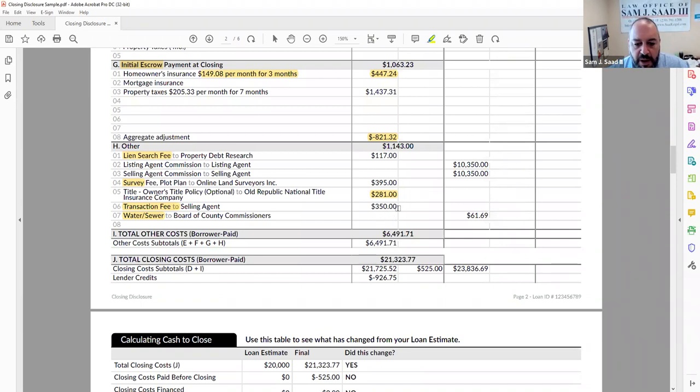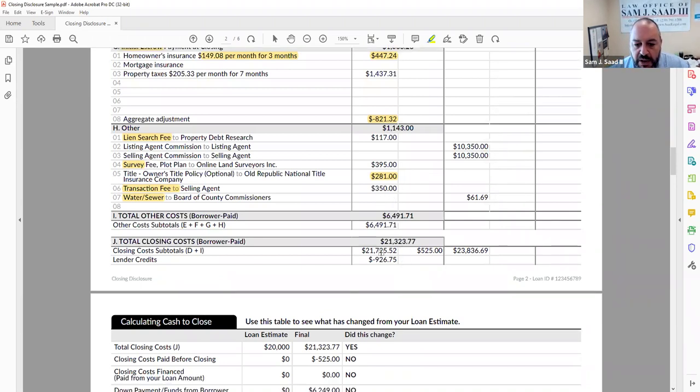And then you've got your totals here. Your total closing cost is $21,323.77. That's your subtotals minus your lender credits and your payments outside of closing.